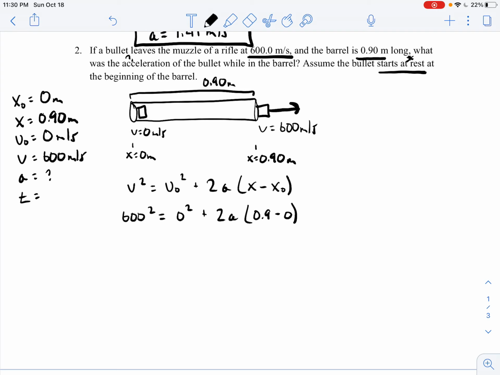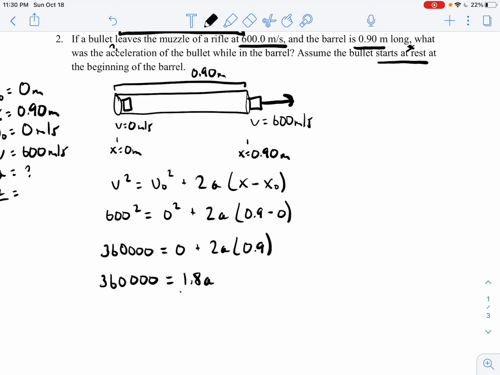So doing a little bit of math here, 600 squared is going to give us 360,000. 0 squared is going to be just 0. We're going to have plus 2 times a times 0.9. So 2 times 0.9, that is going to give us 1.8. So we're going to have 360,000 is equal to 1.8 times acceleration. I'm going to divide both sides by 1.8 here to isolate our variable a.